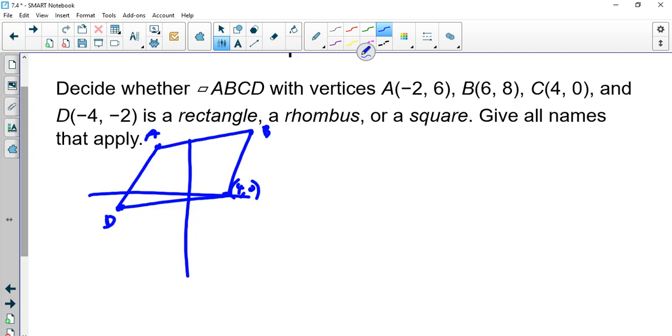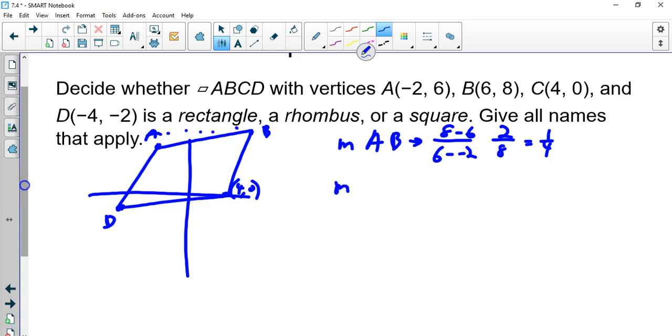Now, if this is on graph paper, you could just find the slopes by literally counting like that. If they're not on graph paper, you have to do y minus y over x minus x. So first off, let's prove it's not a square. So the slope of AB is going to be y minus y, so 8 minus 6 over 6 minus negative 2, which is going to be 2 over 8 or 1/4.